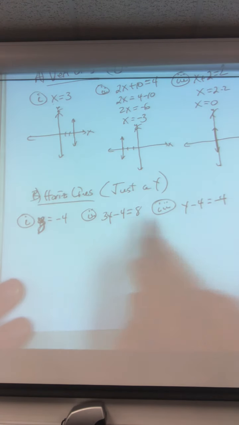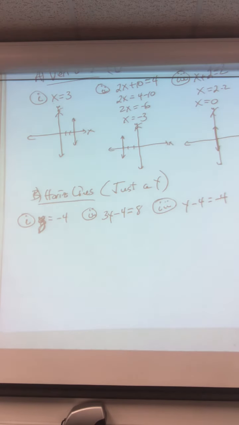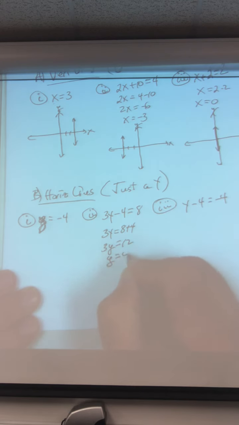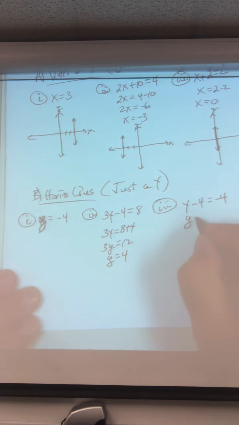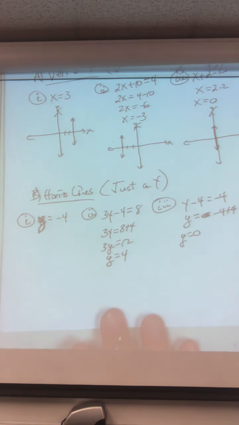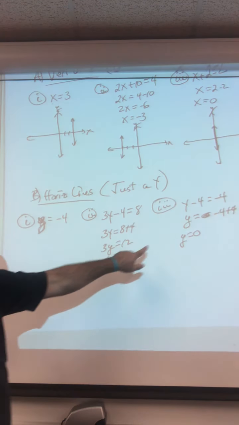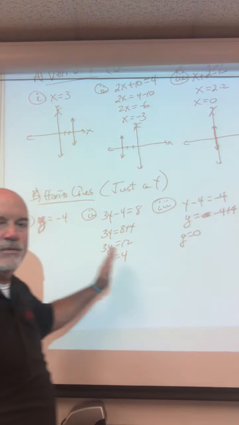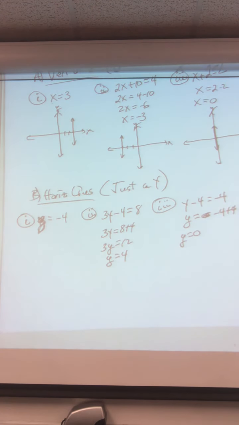Now let's look at the others. All of these have y's in them. So what we have to do first is solve all of these equations for y. This one is solved for y. This one is not. I'm going to add the 4 across. And then here, add the 4 across. Get y equals 0. So just a y, just a y, just a y. Horizontal line, horizontal line, horizontal line. 0 slope, 0 slope, 0 slope. All right, so let's graph it.